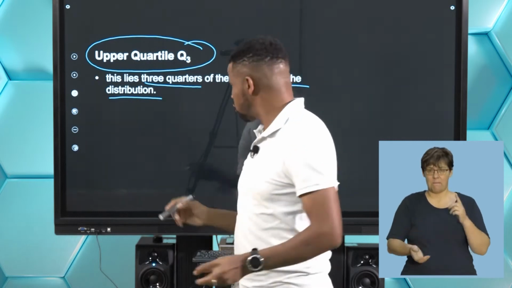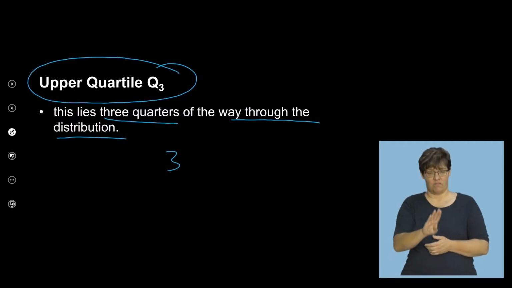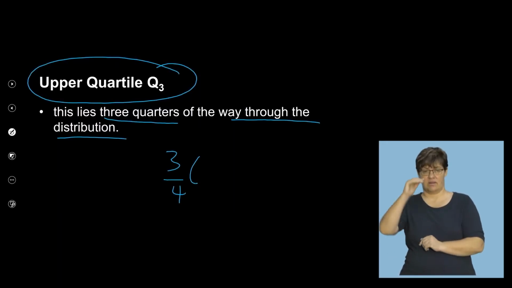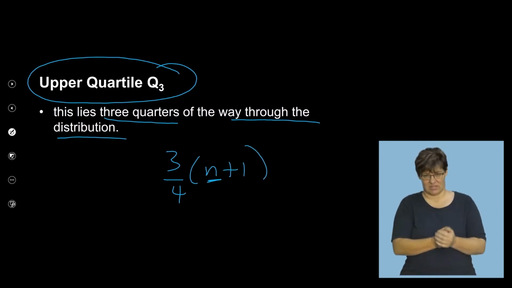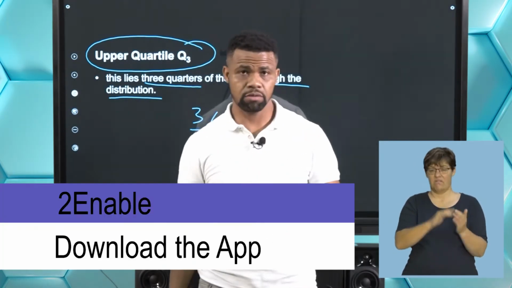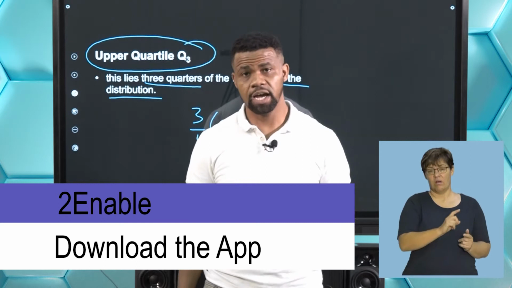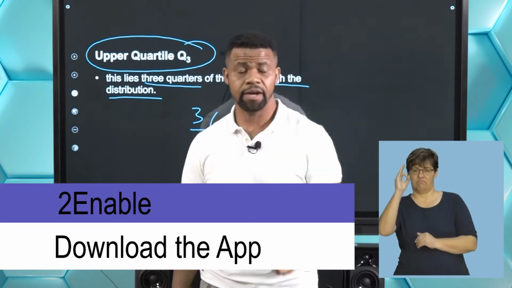We can use this formula also to find it: 3/4 (n plus 1). N is the size of the data. Then that value gives you the position of the upper quartile. Then you actually go and find it there.